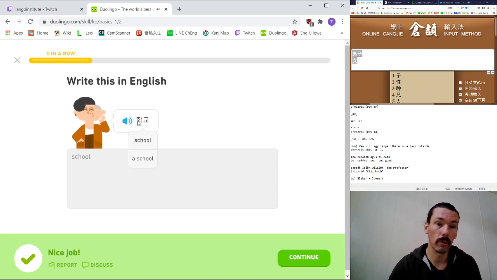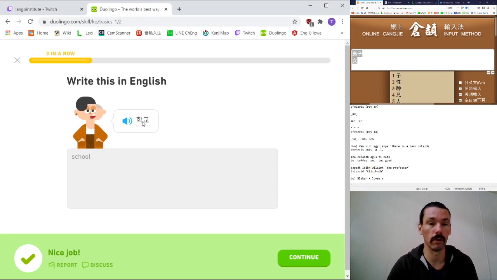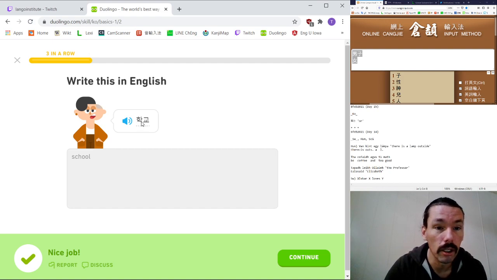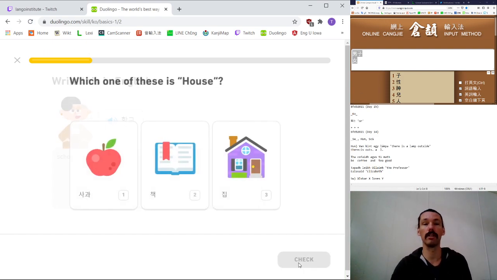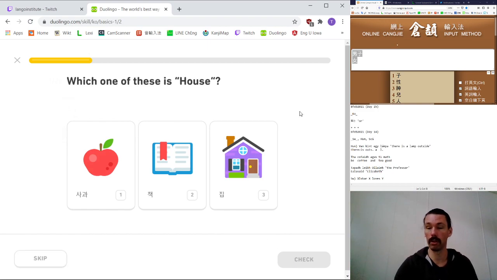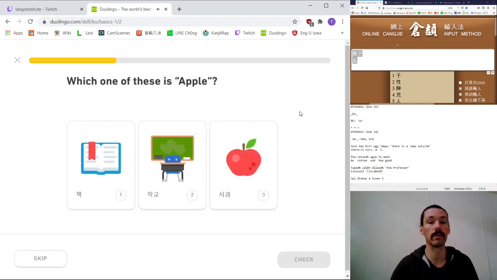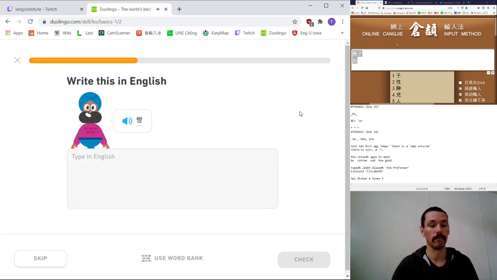So let's take a look real quick. 학교. For those of you new to the writing system or somewhat familiar, note that the bottom of the left one, that right angle, is the same as the top on the right. That's the shape for the K letter, G or K, depending on position. 집, jip is house. 사과, 빵, bread.